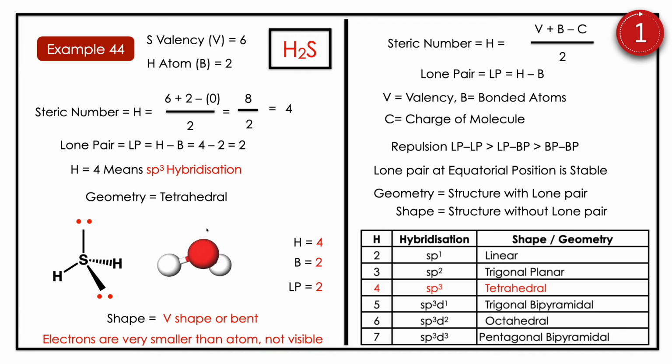Geometry will be tetrahedral. Since you have two lone pairs, they should be away from each other. So shape will be like bend because lone pair is not visible. It will always be at high angle. So hydrogen and sulfur look like bend or simply V shape. So shape of H2S is V shape or bend.